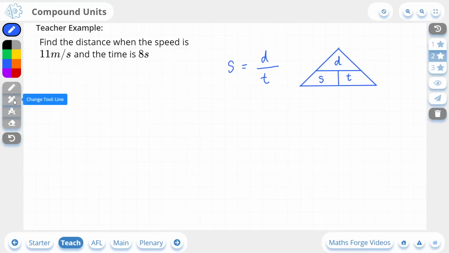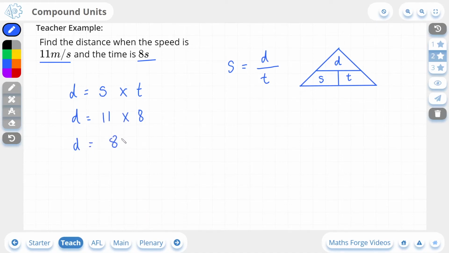So here we're being asked to find the distance when the speed is 11 meters per second and the time is 8 seconds. So to find distance, it's going to be speed times time. And of course, the speed in this case is 11 and the time is 8. So the distance should be 88 meters. Since it is meters per second, the unit is going to be meters. And if we check our answer, there it is.